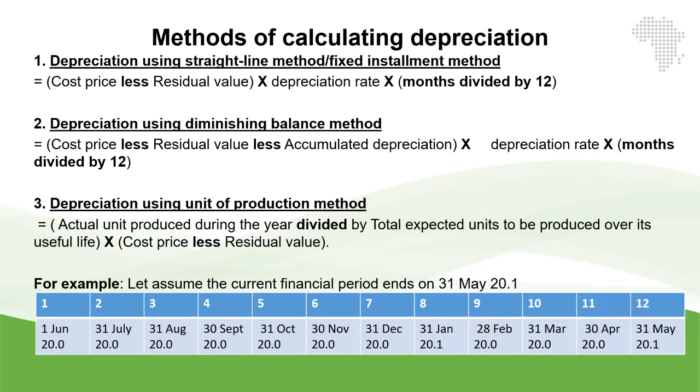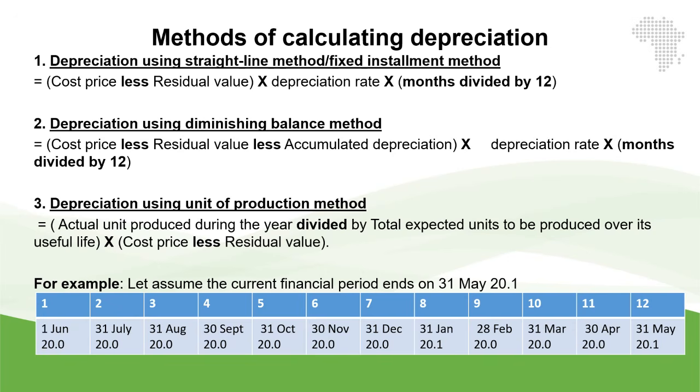Number two, another method that can be used is the diminishing balance method. It is also called the reducing balance method. In this method, how we calculate the depreciation is we say cost price less residual value and also less your accumulated depreciation. So we're saying cost price less residual value less the accumulated depreciation, multiplied by the depreciation rate, multiplied by months divided by 12.